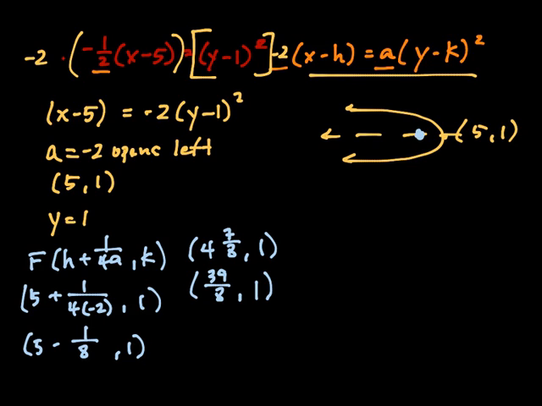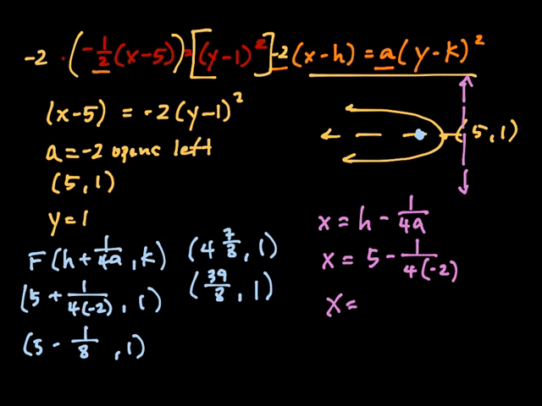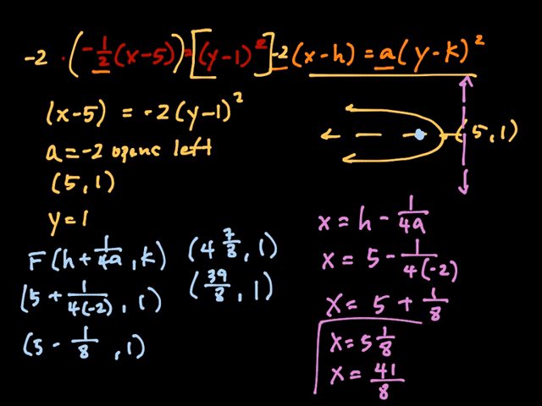Now how about the directrix? The directrix is a line that's going to be here. That's a vertical line. So x equals h minus 1/4a. X equals, what's h? 5 minus 1/4 times -2. X equals 5 plus 1/8. So x equals 5 and 1/8, or as an improper fraction, that would be 41/8. There you go.